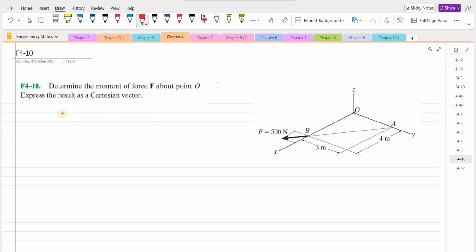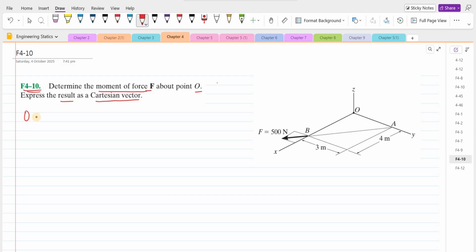In this video, we will solve problem F4-10 from R.C. Hibbeler Engineering Statics, 14th edition. According to this problem, we have to determine the moment of the force F about the point O, and we have to express the result as a Cartesian vector. So to solve this problem, first of all, we have to determine the coordinates.